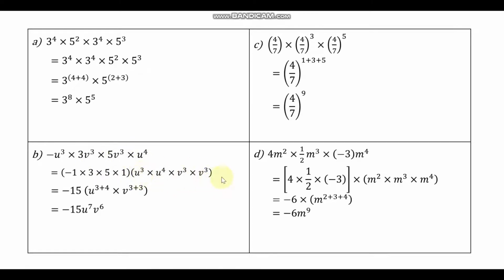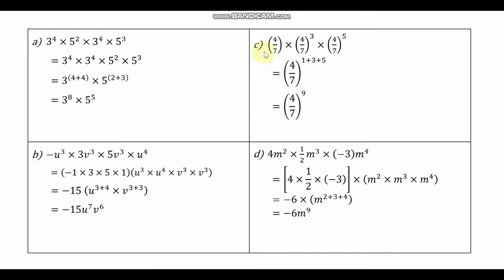We have to rearrange it according to the same base. Next one, negative 15 is from here, the final answer from this multiplication. And then u to the power of 3 plus 4 is from here, 3 plus 4, times v to the power of 3 plus 3. Close the bracket. Finally, we got the answer, negative 15 u to the power of 7 v to the power of 6.